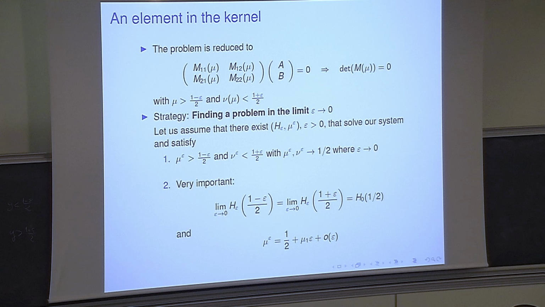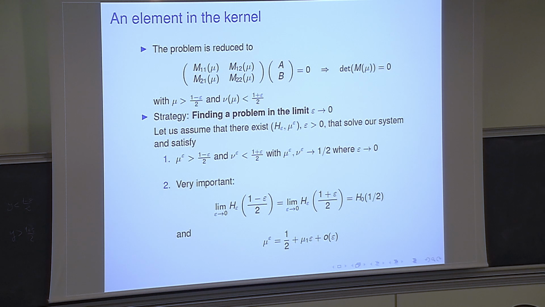And what can you do in order to find a solution? Our strategy is to find a solution in the limit epsilon tending to 0. Let me explain a little bit what I mean by this. Let us assume that we have a branch of solutions that I parameterize by epsilon. Then I have a solution h epsilon and mu epsilon for every epsilon bigger than 0. That is what we want to prove exists.